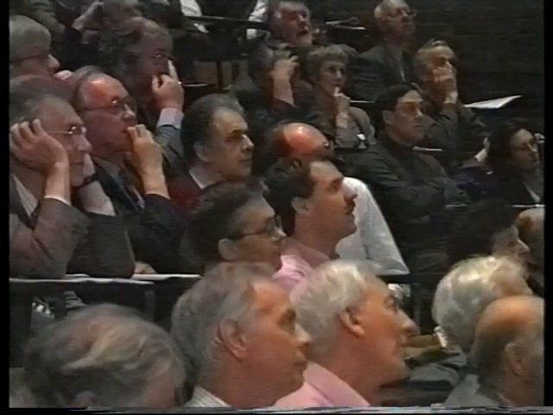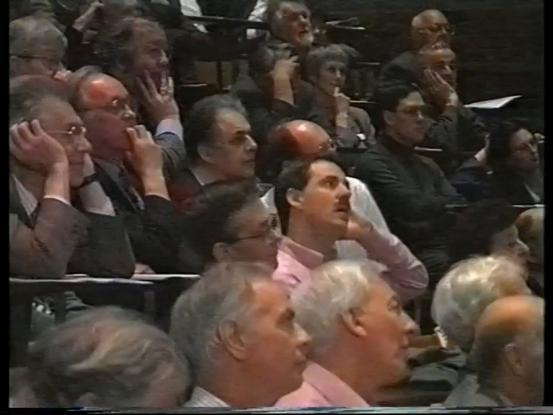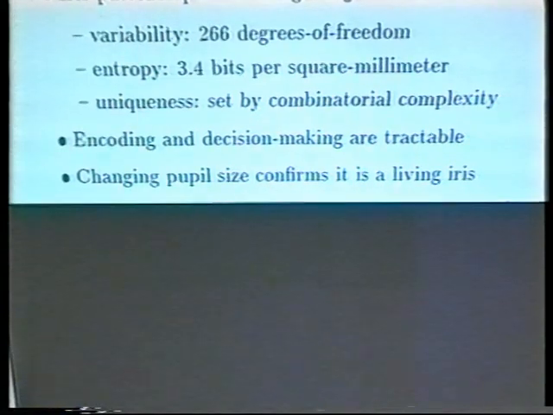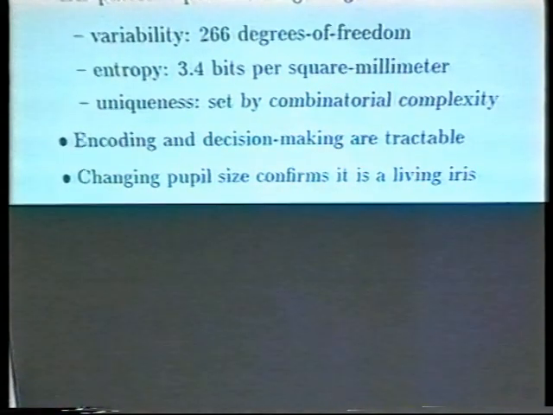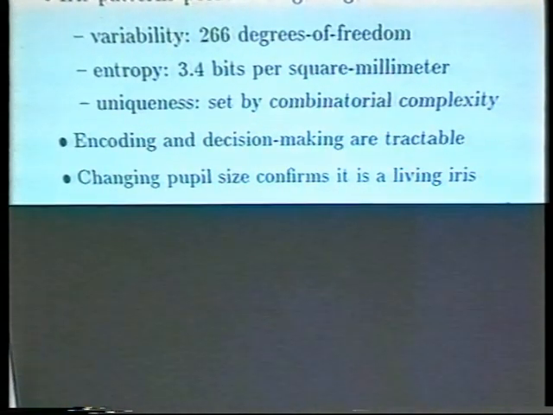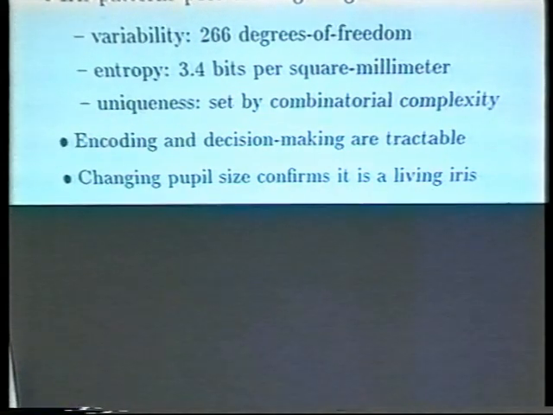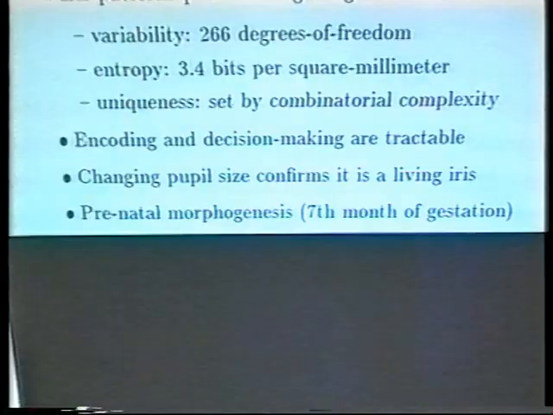It has some other properties, like the fact that there's a pupil which is constantly oscillating in size. The oscillation is called hippus, at about half a hertz. In addition, you can of course drive the pupil size if you wish with light. So this is a way of confirming you're looking at a living iris, not a photograph, for example.